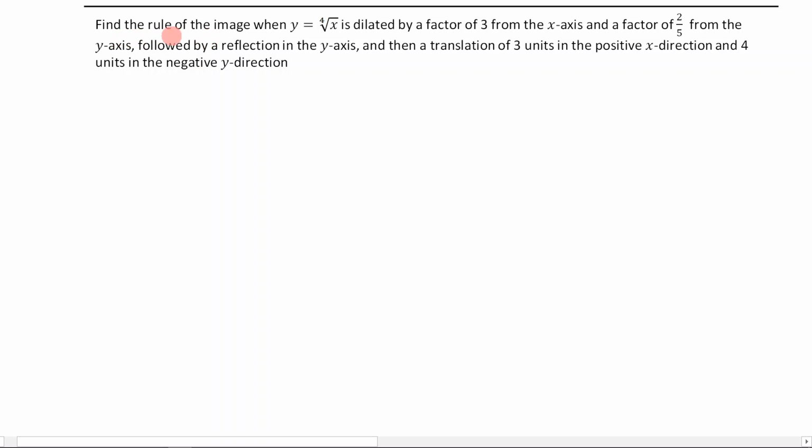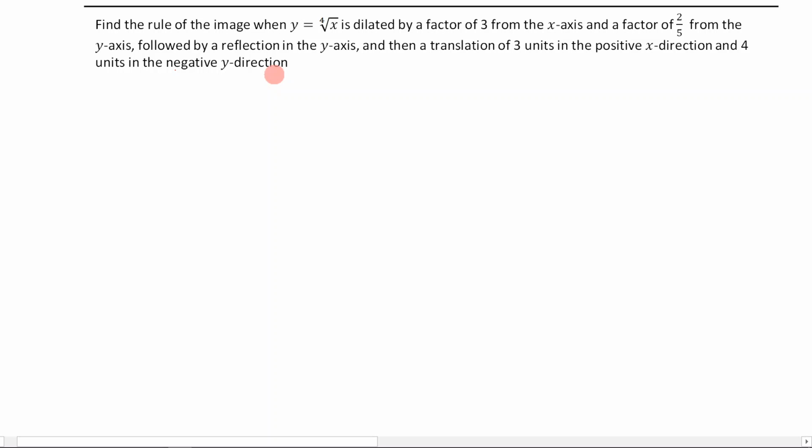It reads, find the rule of the image when this is dilated by a factor of 3 from the x-axis and a factor of 2/5 from the y-axis, followed by a reflection in the y-axis, and then a translation 3 units in the positive x direction and 4 units in the negative y direction. So there's a lot going on here.